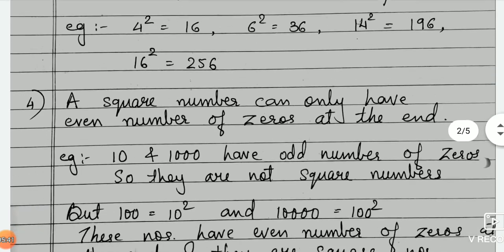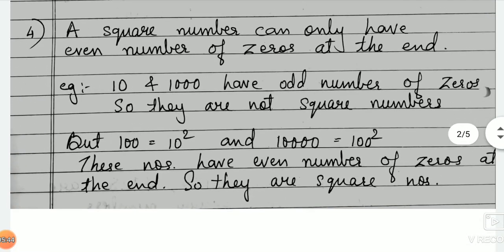Now our next property, that is number 4. A square number can have an even number of zeros at the end only. That is, only an even number of zeros. Which are the even numbers? That is 2, 4, 6, 8. Those are the even numbers. And 1, 3, 5, 7, 9 are the odd numbers. So any number having an even number of zeros can be a square number. The number having an odd number of zeros can never be a perfect square number.